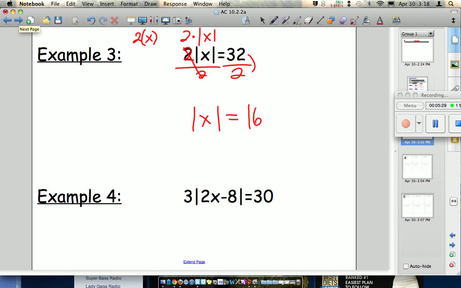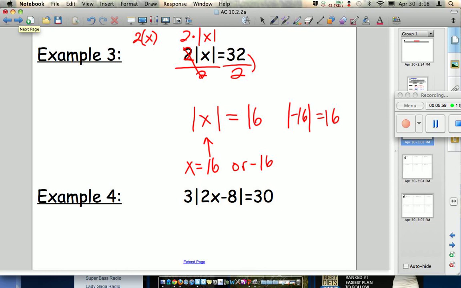Now I can look inside and I can think, okay, what 2 numbers, is there 2? There might be 2, there might just be 1. What numbers did I put in there to get an answer of 16? Well, one answer is 16, because if I put 16 in, the absolute value of 16 is 16. The other one is negative 16, because again, the absolute value of negative 16 is 16. So I was looking at the 2 possible solutions that could be on the inside.